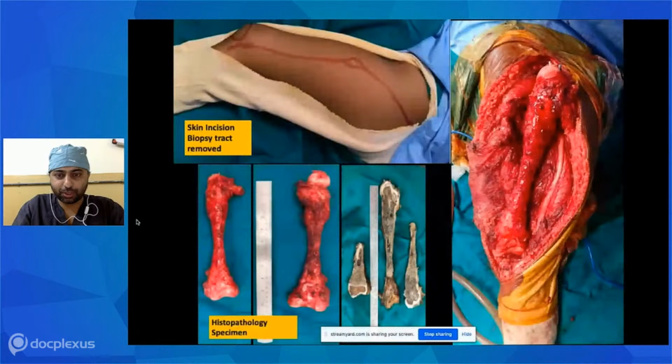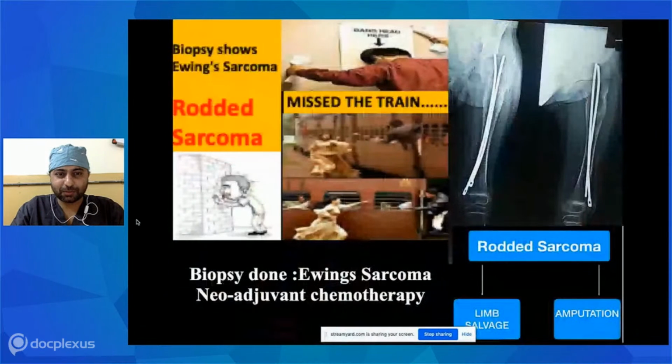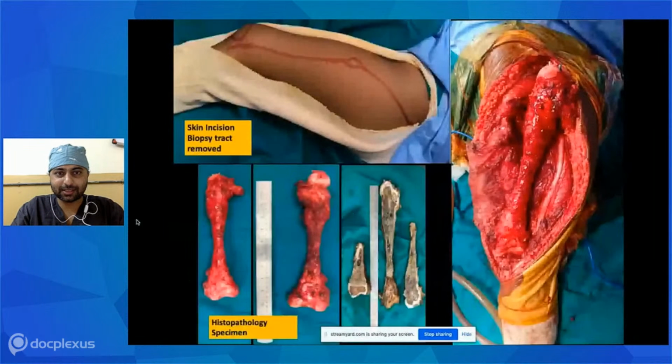So what can be the two treatment options available here? One is limb salvage, meaning saving the leg, or amputation, so cutting the leg. So the surgery was planned for this patient, and we can see here there is a biopsy scar which was marked with a red marking line. So it was the whole incision, and we excised the tumor with good margins.